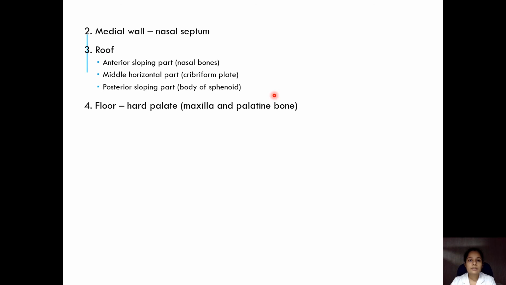The other parts of the internal nose are the medial wall or the nasal septum, roof of the nose and floor of the nose. Nasal septum will be covered separately. Roof of the nose is formed by the anterior sloping part, which is the nasal bones, the middle horizontal part, which is the cribriform bones, and the posterior sloping part, which is the body of the sphenoid. Floor forms the hard palate of the mouth, which is formed by the palatine process of maxilla and the horizontal process of palatine bones.